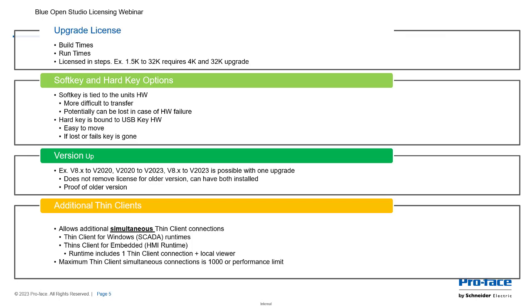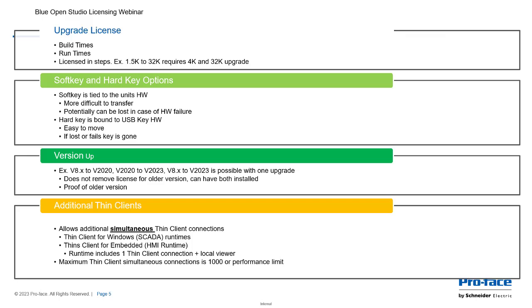Okay. There's also the soft key and hard key options. Okay, so the soft key is basically tied to whatever unit you're licensing to. That soft key is tied to that unit's hardware. These are just some points about the two keys. It's more difficult to transfer, and potentially it can be lost in case of a hardware failure. Okay. The hard key, on the other hand, is only bound to itself. It's not bound to any PC. It's easy to move, but of course, if it's lost or if it fails, it's basically worth nothing.